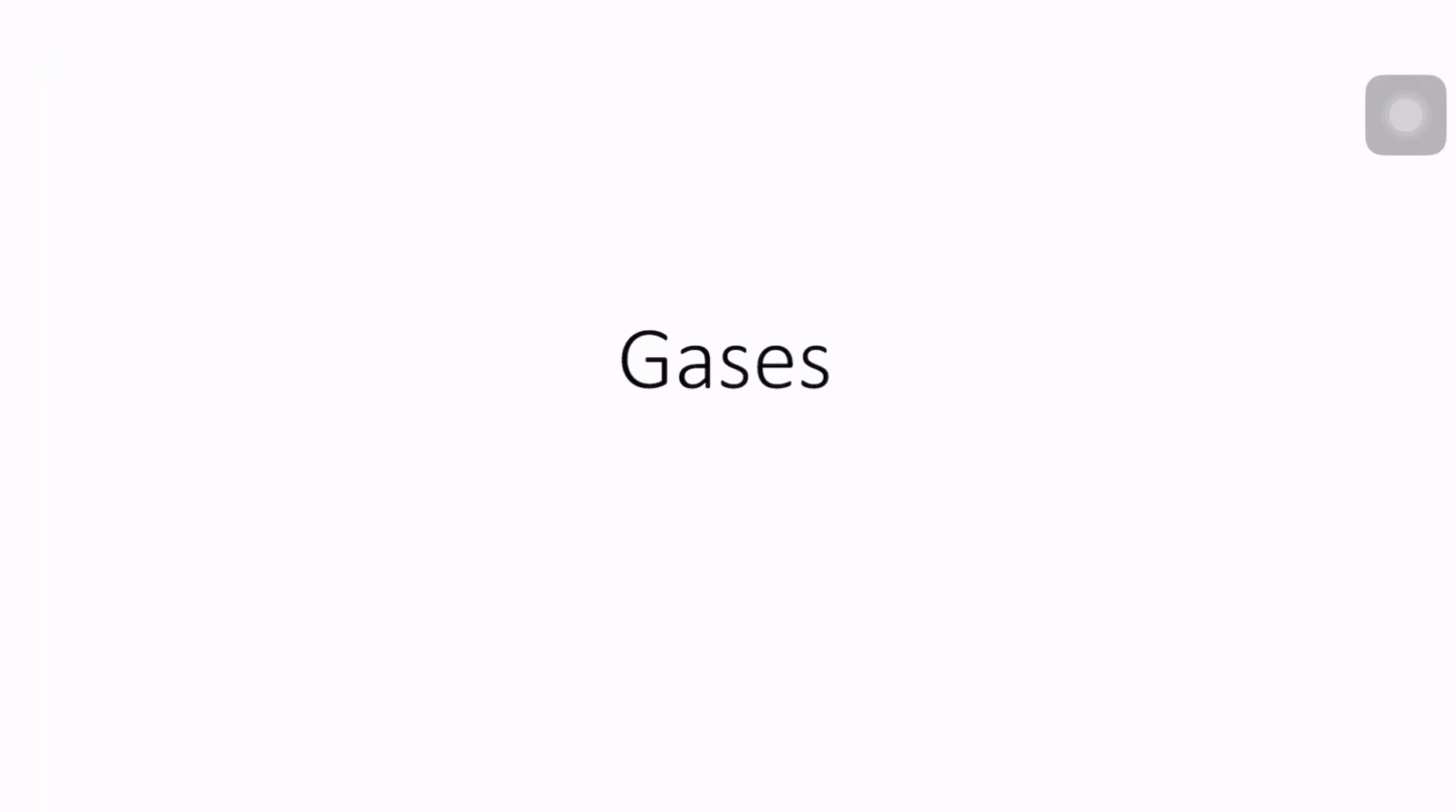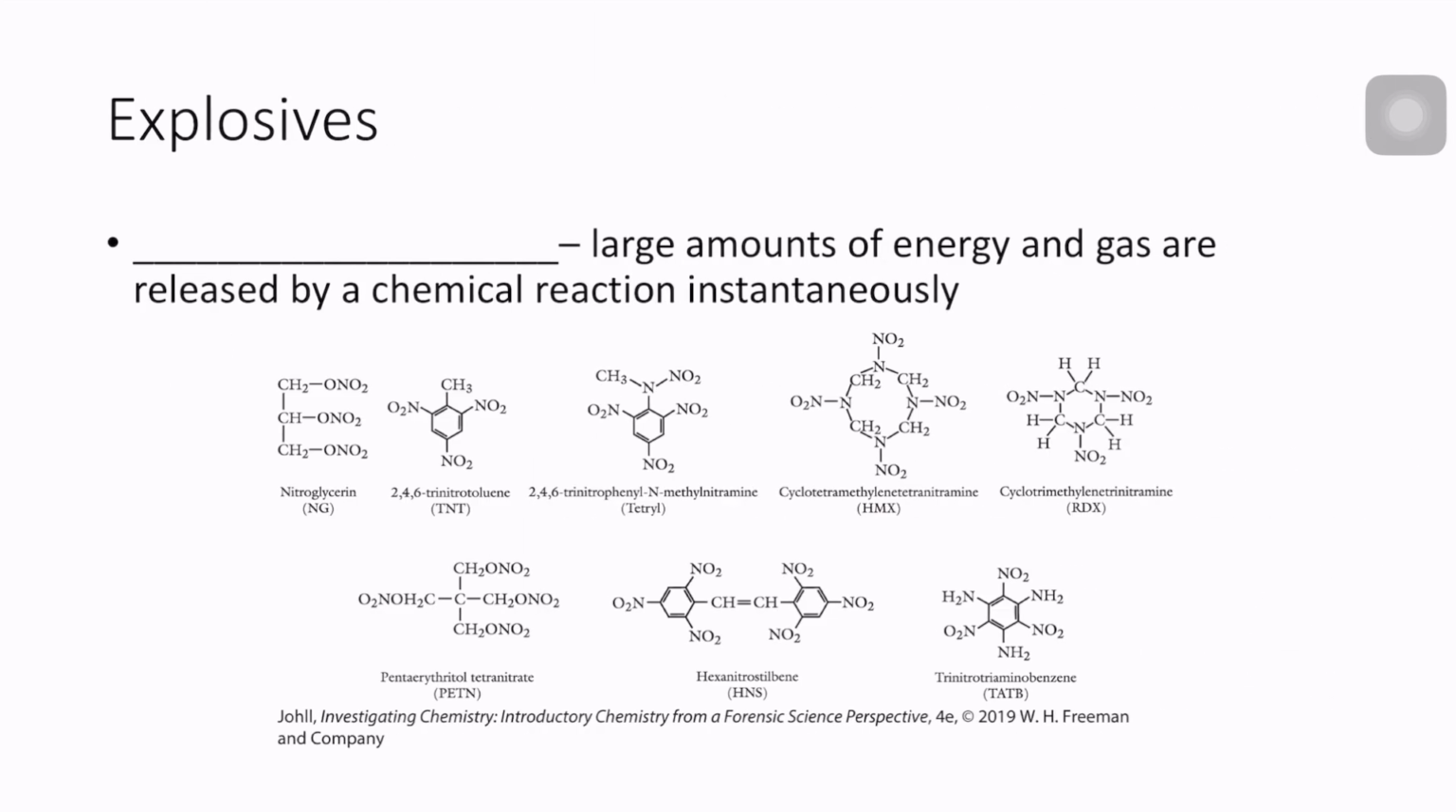In this video, we are going to talk about gases. Now, it's very important that we understand gases in forensic chemistry because a lot of explosions deal with the production of gases. So, an explosion is where you have a chemical reaction that produces an extremely large amount of energy and gas at the same time. And when that happens, if that gas is flammable, then you can light that gas on fire due to the amount of energy that is formed.